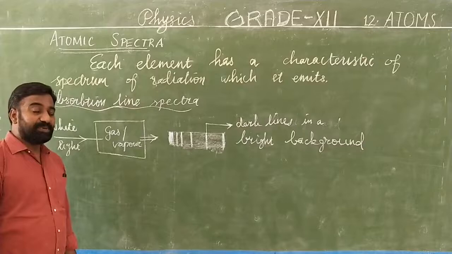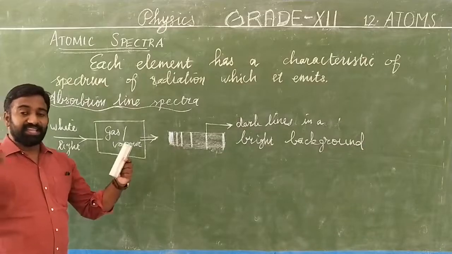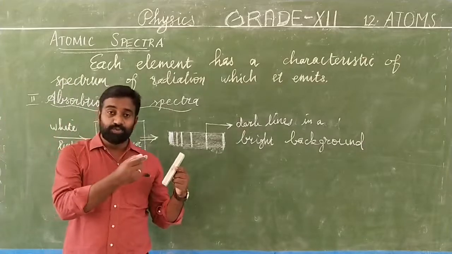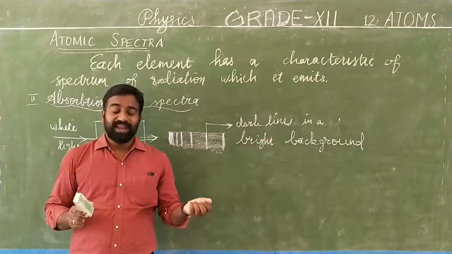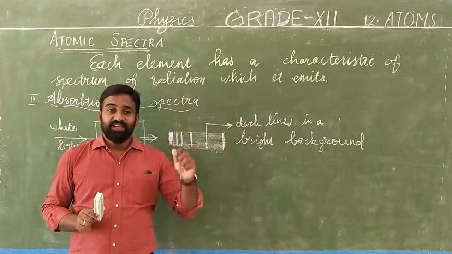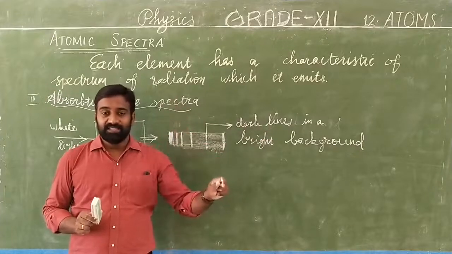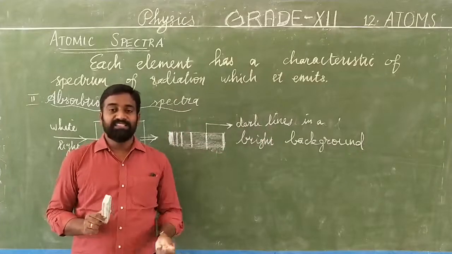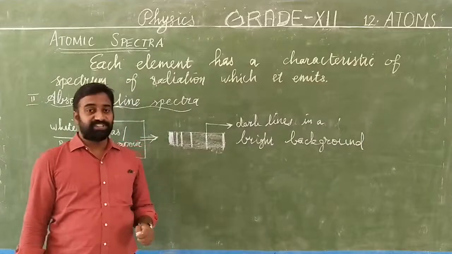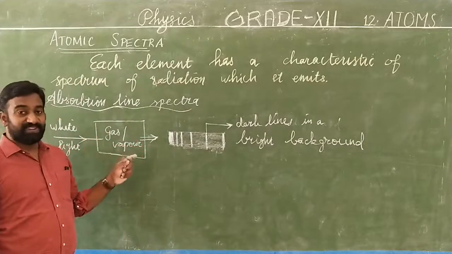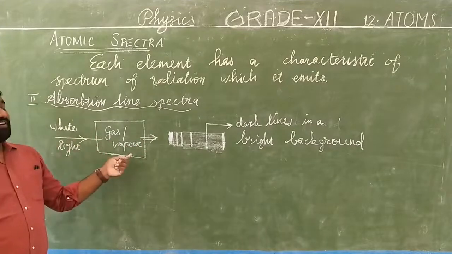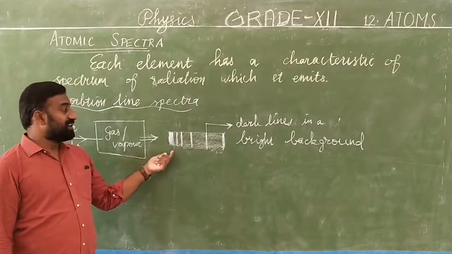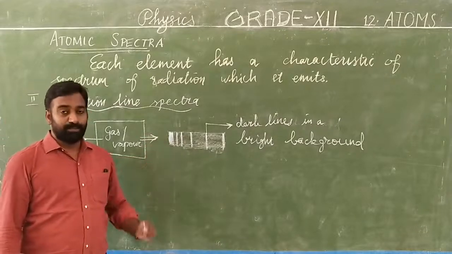What is the emission line spectra? When a gas is taken at very low pressure and we pass electricity through it, it emits a certain set of frequencies of the spectrum. By analyzing the spectrum, you can see that there are bright lines in a dark background, and that particular spectrum is called emission line spectra. But absorption line spectra is different. Instead of passing electricity, we have to pass white light. By passing white light to a gas or a vapor, we have a spectrum that contains dark lines in a bright background.